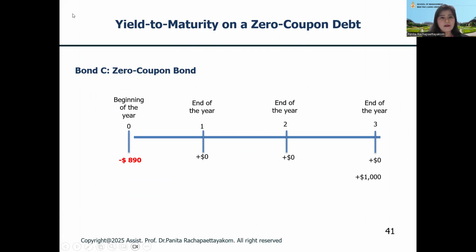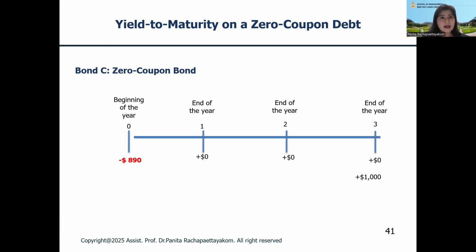At the beginning of the period, you pay 890 Thai baht. At the end of year 1, nothing. At the end of year 2, nothing. At the end of year 3, nothing as well, because that is the zero coupon debt. During the holding period, this zero coupon debt will not pay any coupon. Then you get the par value at the end of the period, which in this case is 1,000 Thai baht.